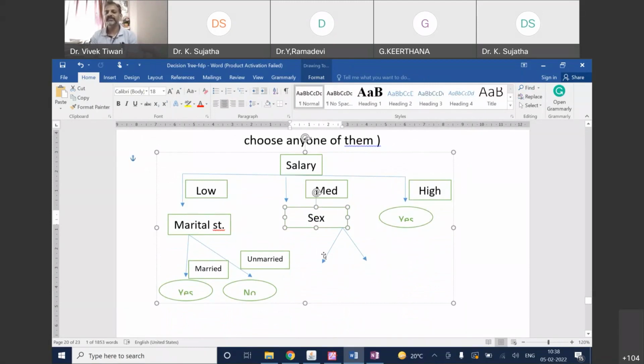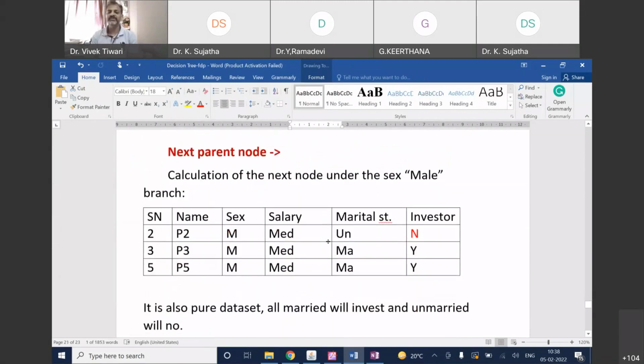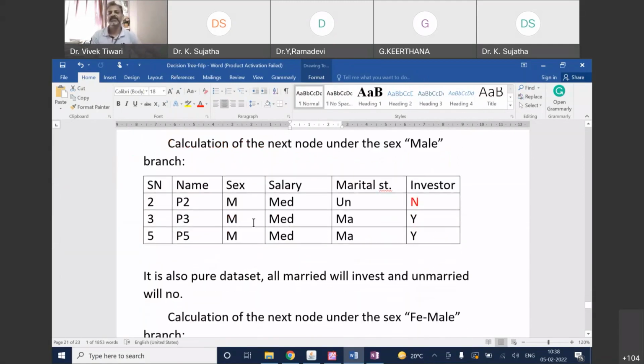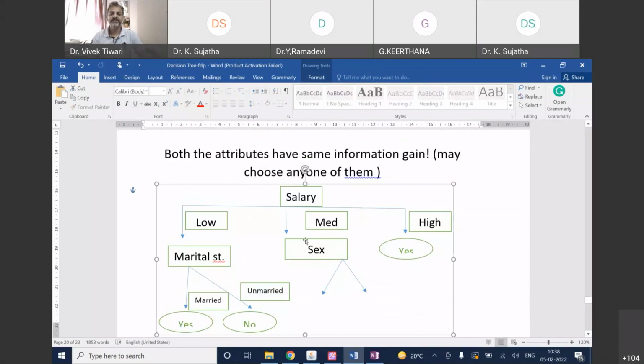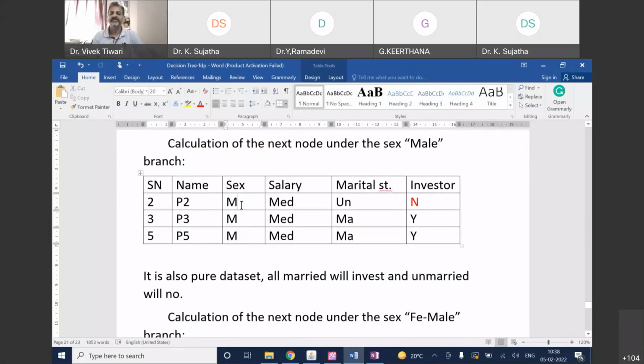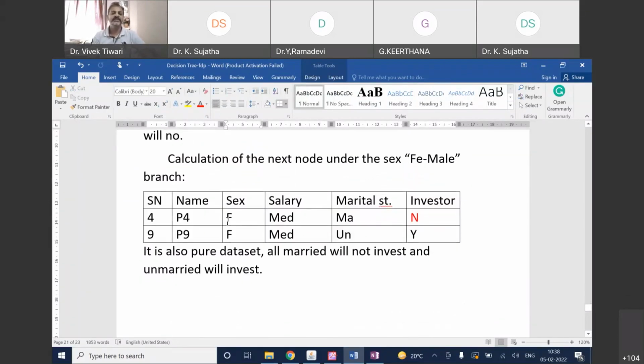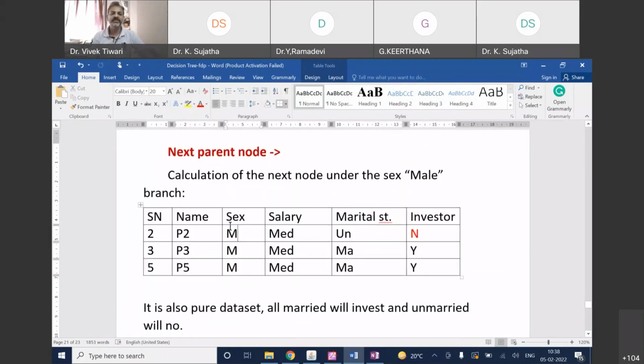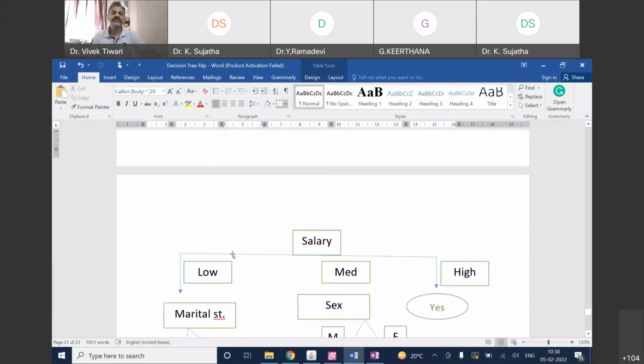Again, the gender, what happened? You have to go one more level. Okay, so next, in the gender, we have to select one by one. Salary medium, gender male. This is the new table. Calculate the class entropy, calculate the entropy for the male. This is for male, this is for female you have created.